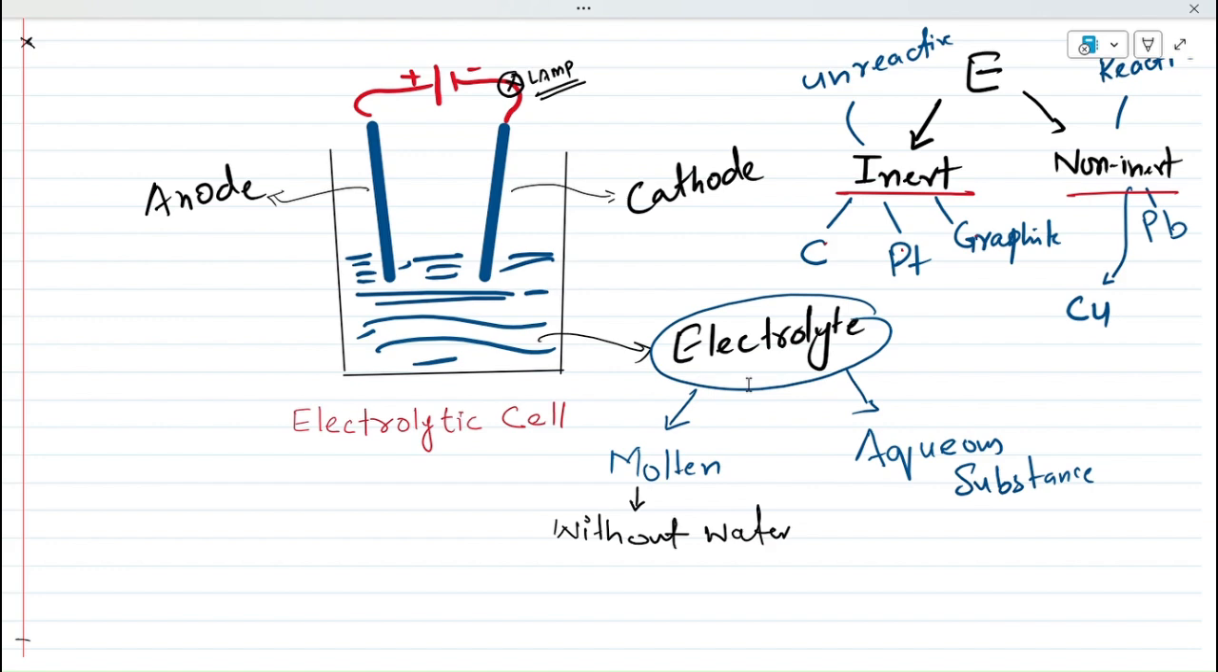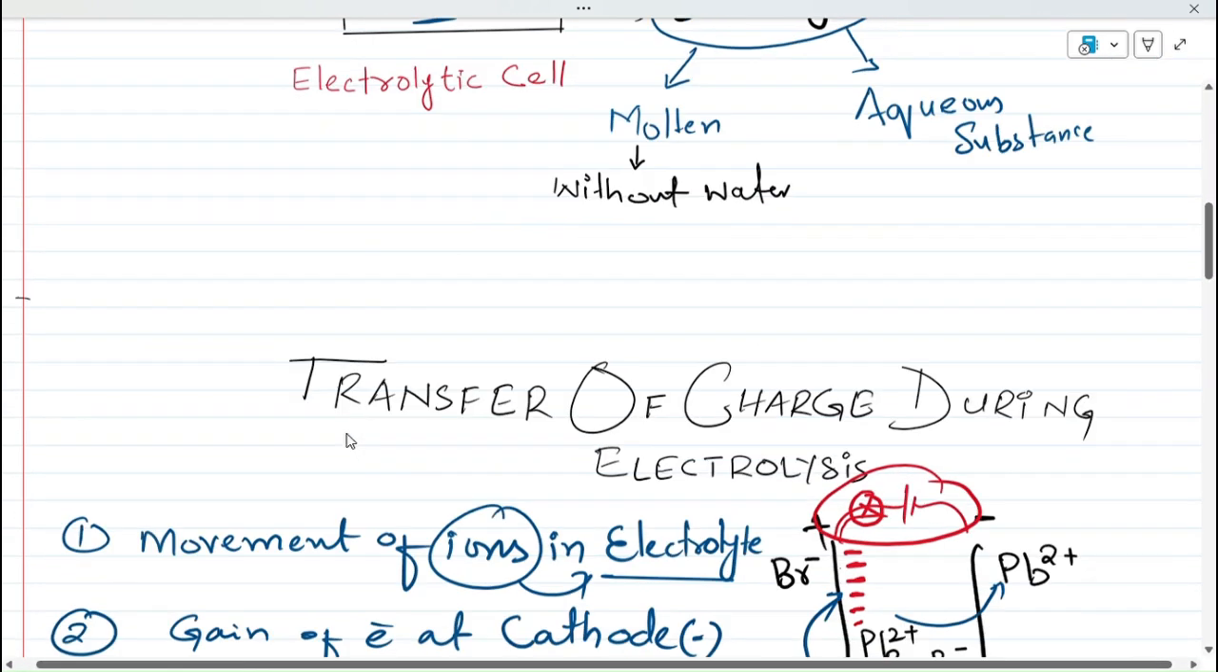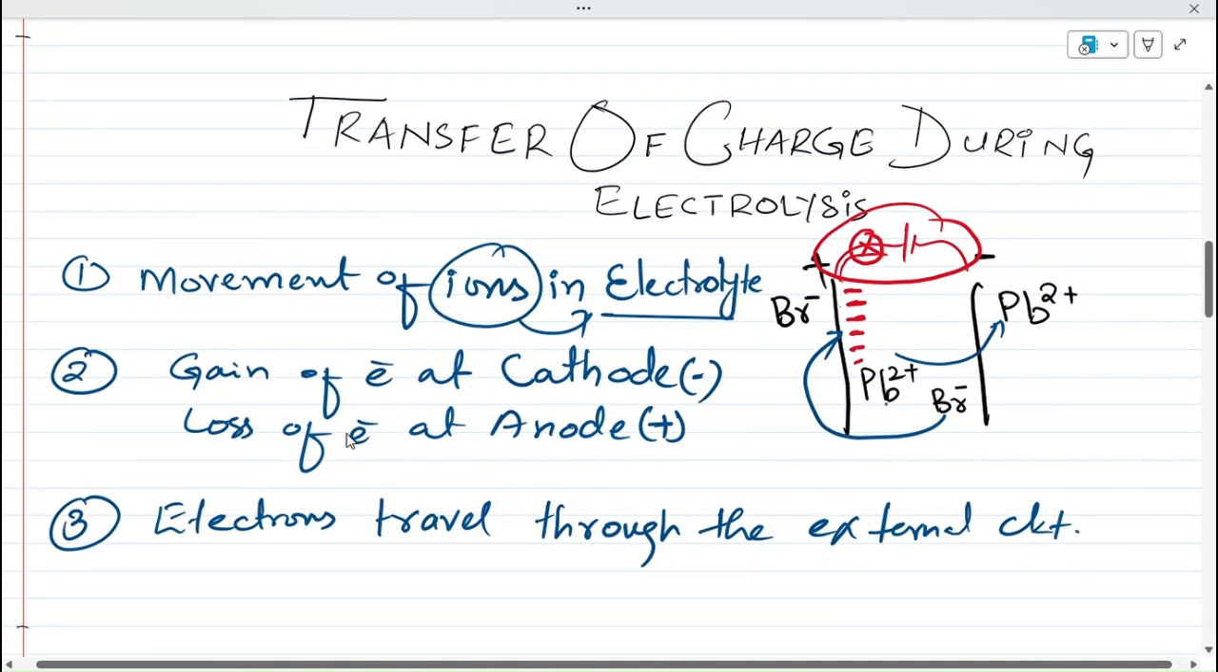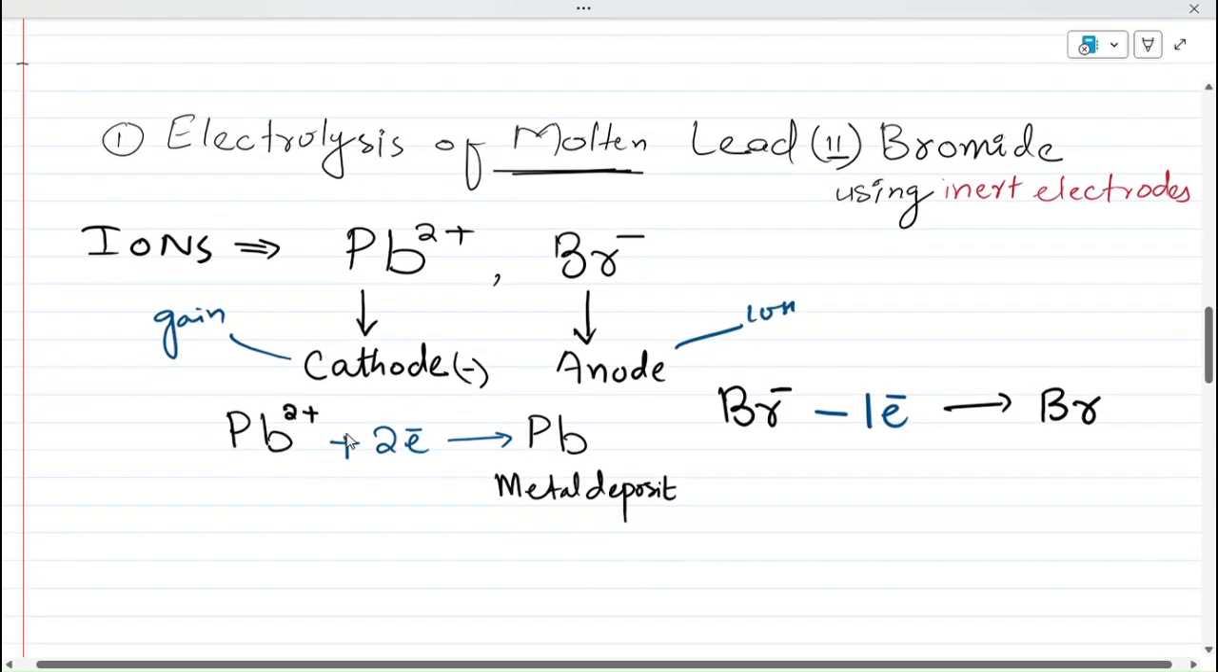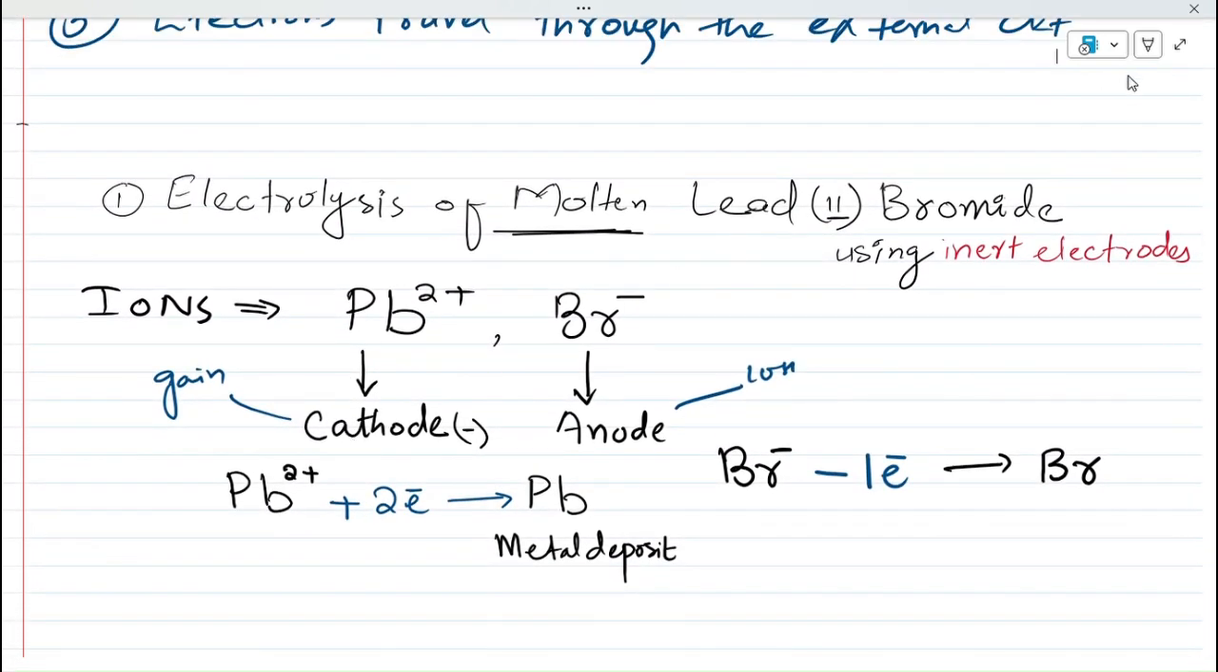In this lecture we have discussed molten electrolysis so far. Transfer of charge is simple: the ions travel through the electrolyte, there is a gain of electrons at the cathode and a loss of electrons at the anode, and electrons travel through the external circuit. So this is all for this lecture, and see you in the next lecture.